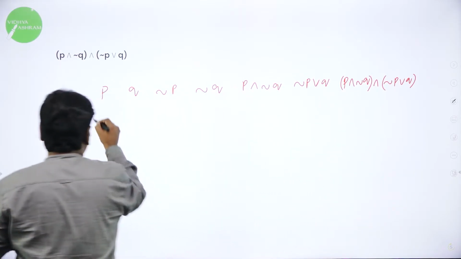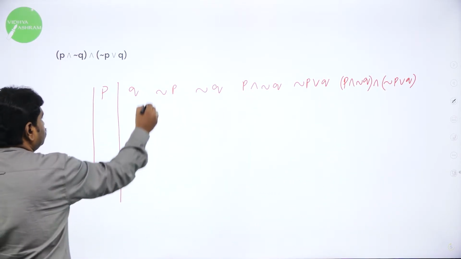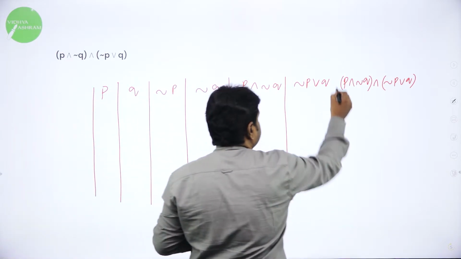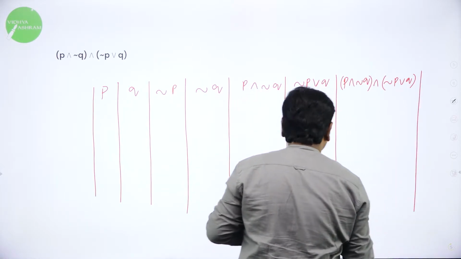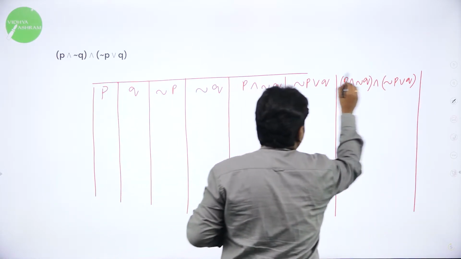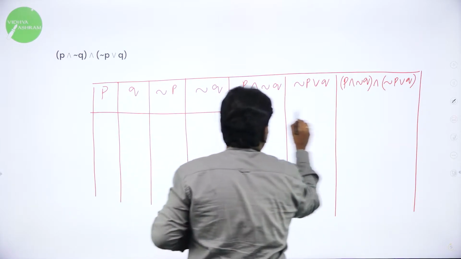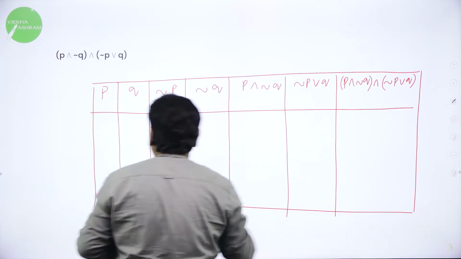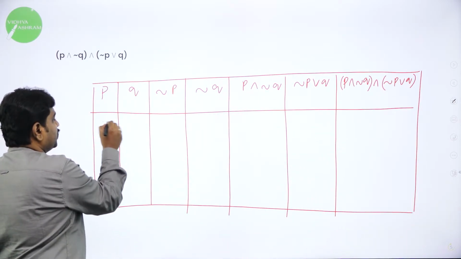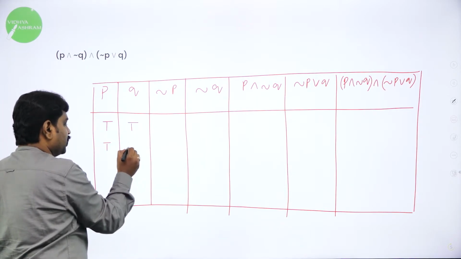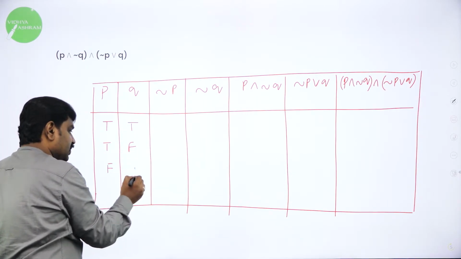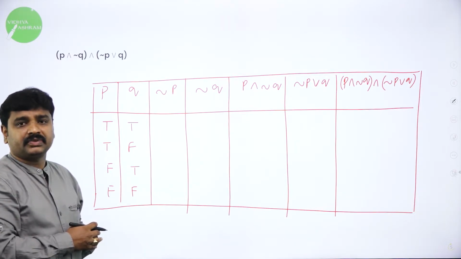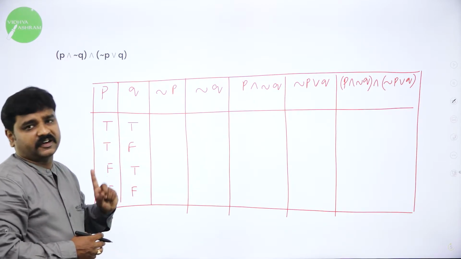Now we'll combine this, and we'll see what are the possible outputs. So now what are the possibilities? Both may be true, or first one may be true, second one may be false, or first one may be false and second one may be true, or both may be false. These are the possibilities. True true, true false, false true, false false.